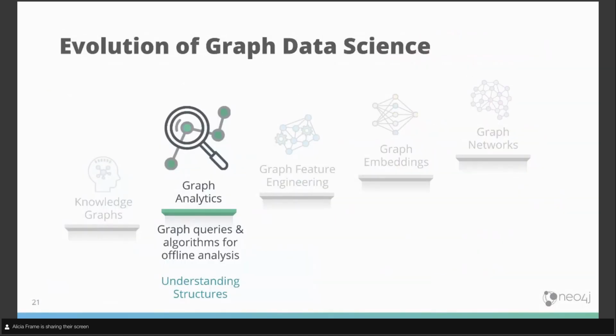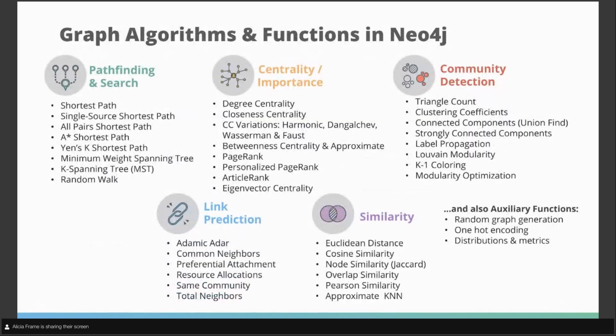But cool, now you've got your graph, you have some data in a graph, then you can start doing graph analytics. And this is instead of just saying, okay, I'm going to write a Cypher query. This is graph queries and algorithms for offline analysis, where you're really understanding the structure of your data. I've mentioned this a bunch of times. I want to take a second to talk about what are graph algorithms. Basically, they're unsupervised machine learning methods that tell you something about your data.